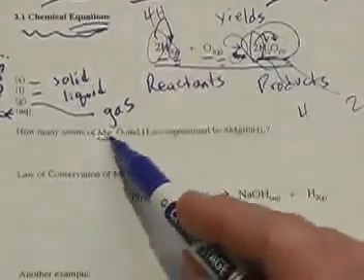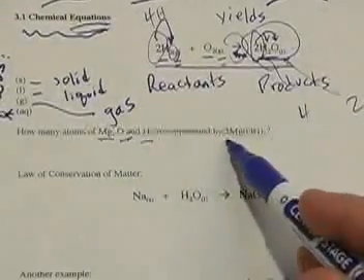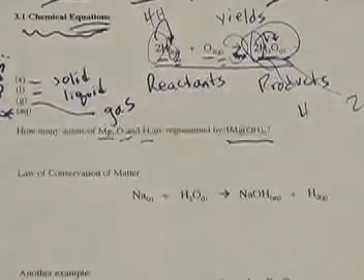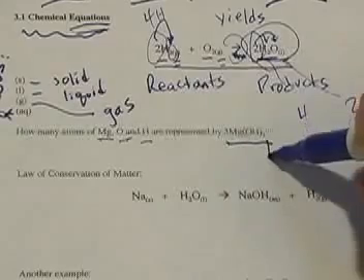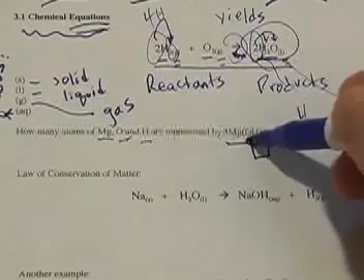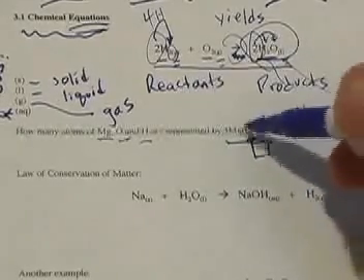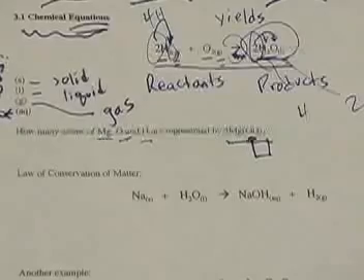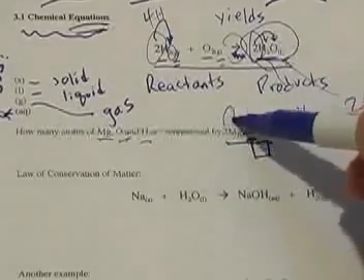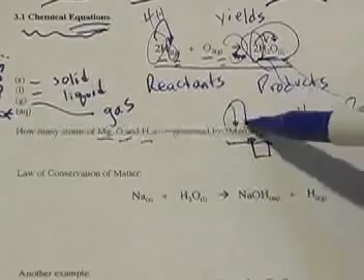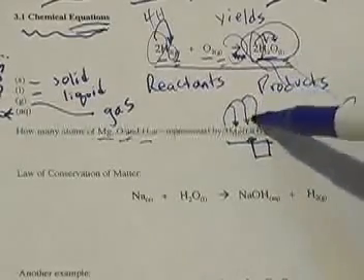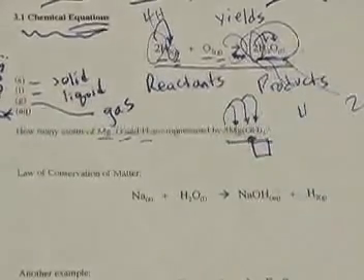How many atoms of Mg, O, and H are represented by 3 Mg(OH)2? Notice there are parentheses around the OH, meaning that this small 2 actually speaks to everything inside of these parentheses. So the 3, like I said, has kind of a distributive property, and it speaks to the magnesium. It also speaks to the oxygen, and it also speaks to the hydrogen, and it's distributed in evenly.